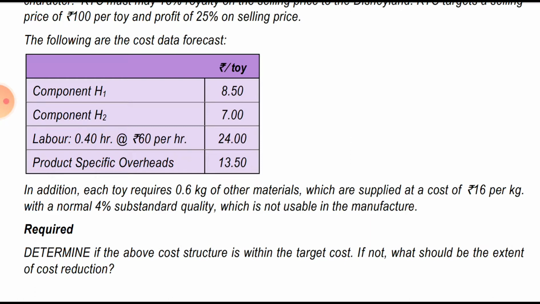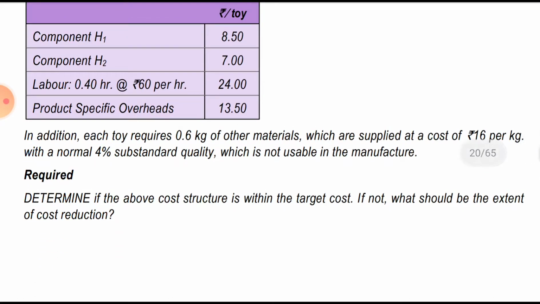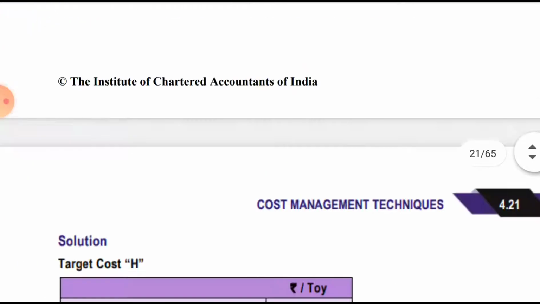Which is above. We actually needed to arrive at 60, but this is 63. So what they have asked: determine if the above cost structure is within the cost target. No, it is not within the cost target. If not, what should be the extent of the cost reduction? 3 rupees should be the extent of cost reduction.